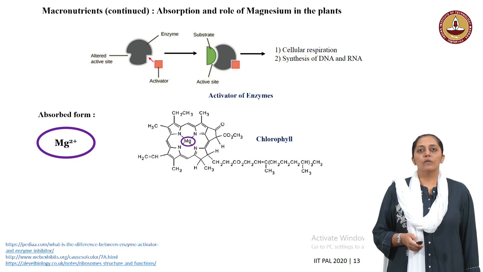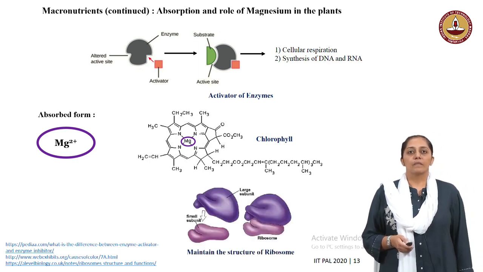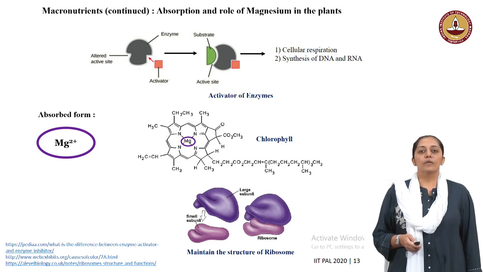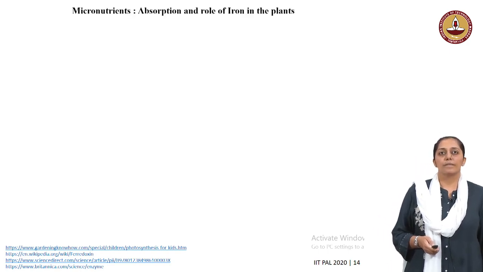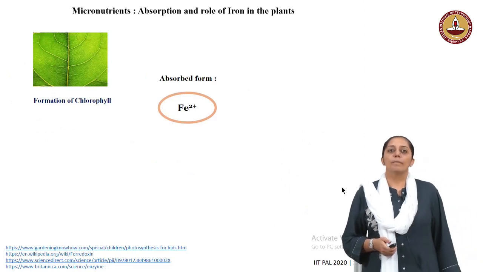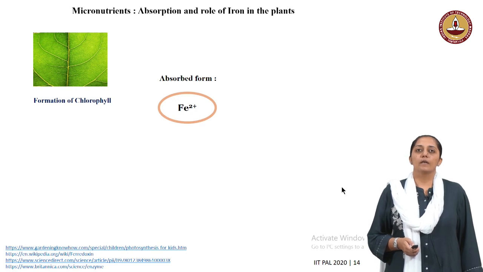Magnesium is also a part of the chlorophyll molecule, and it is also included for the maintenance of the structure of the ribosome, the large and the small subunit fitting, which are sites for protein synthesis. Now, let us see how micronutrients are absorbed in the plant and what is the role of these different micronutrients.